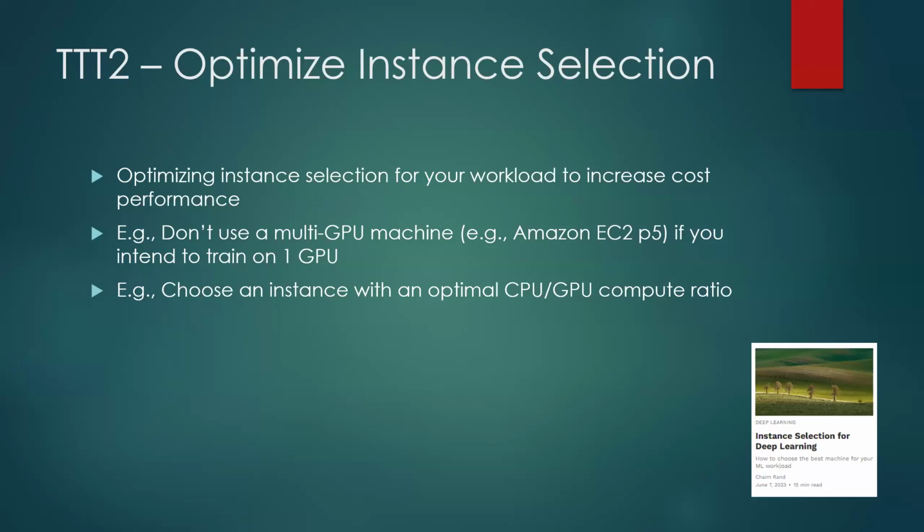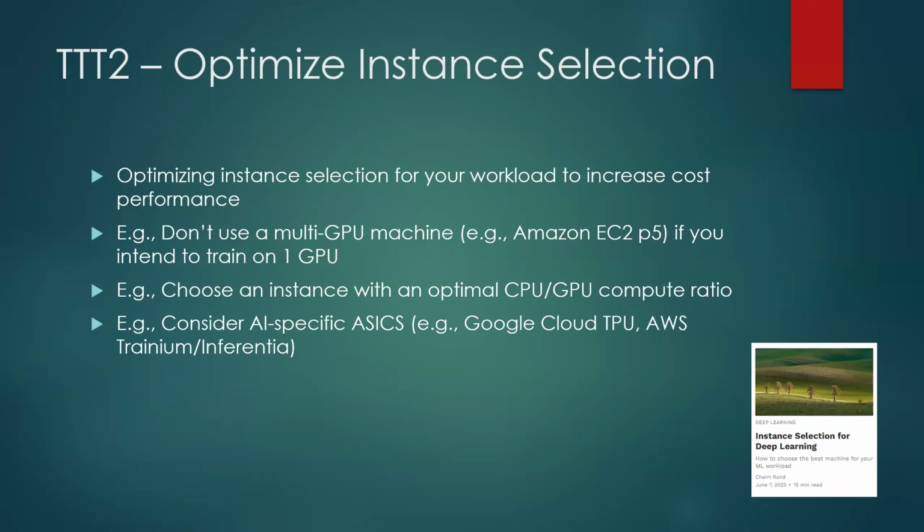If your workload requires heavy data processing, you may want to choose an instance type with a higher CPU to GPU compute ratio. Your workload may be suited for an AI-specific ASIC, such as a Google Cloud TPU or an AWS Trainium. Or you may require an instance type with direct GPU to GPU links.